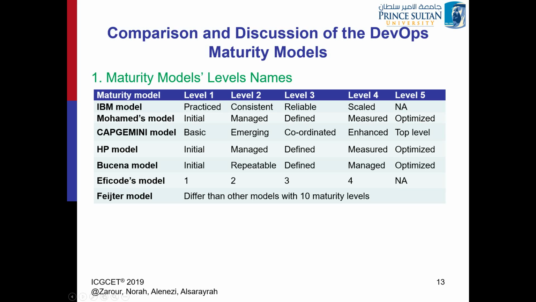For instance, in the IBM model, the first level is called practice, while MOHAMED's model calls it initial. CAPGEMINI called it basic, initial. In Eticode, it's not given a name, it's a number, 1. And Feiter has a different naming scheme, where we have 10 maturity levels. Level 2 in IBM is called consistent, MOHAMED's calls it management, then the following one calls it emerging, managed, repeatable, and so on. So the naming of maturity levels differs from one model to another.